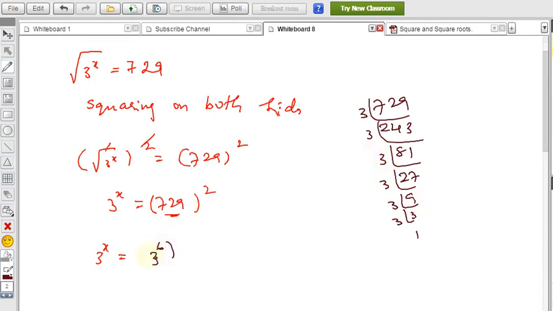So 3 power 6 whole squared. This you can write as 3 to the power 6 into 2, because 6 into 2 is 12. 3 to the power 12. So 3 power x is equal to 3 power 12. So x is equal to 12.